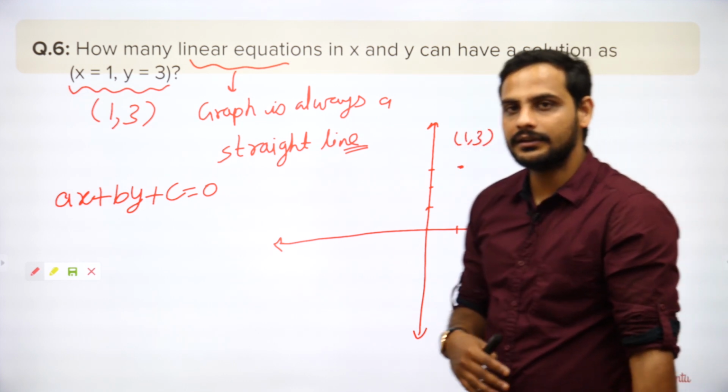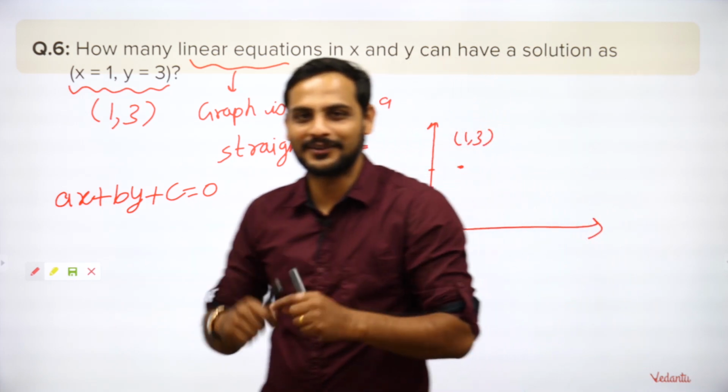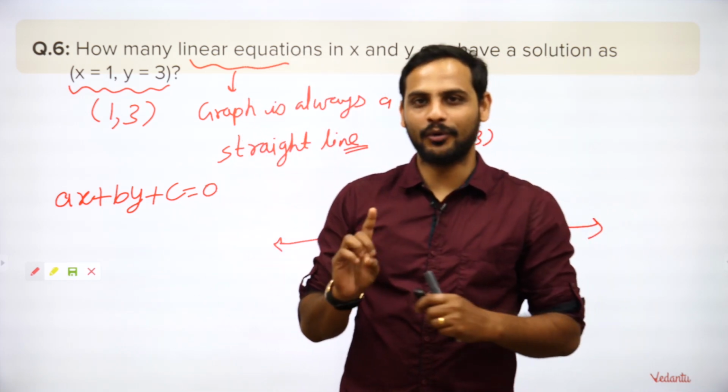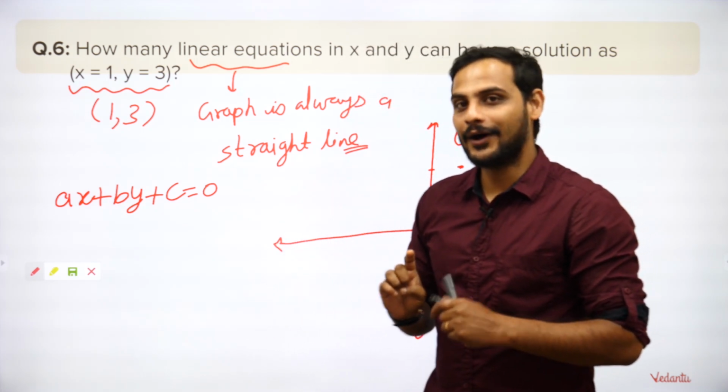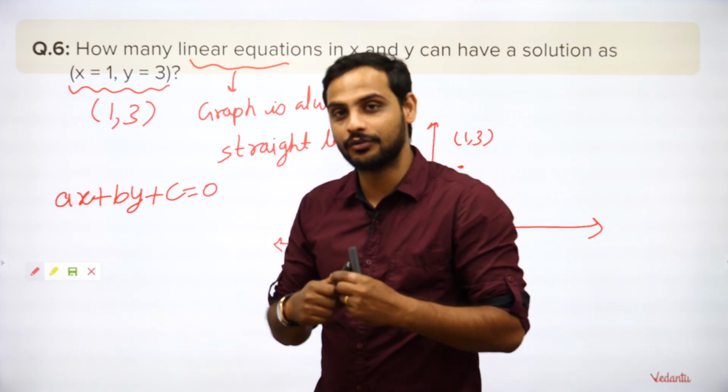So the straight line has to pass through this point. Now let's change the question. If you have a single point, how many different lines can pass through this point?